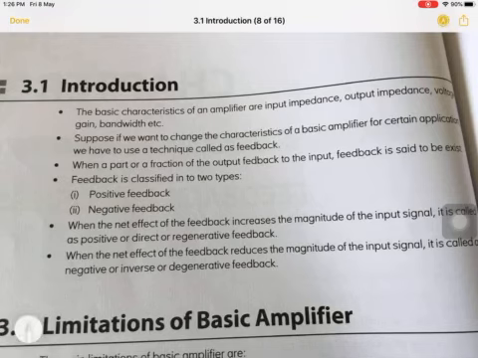Now after that, we will shift towards the feedback amplifier. What are feedback amplifiers? The basic characteristics of an amplifier are input impedance, output impedance, voltage gain, and bandwidth. Suppose we want to change the characteristics of a basic amplifier, then we have to use a technique called feedback. There can be two types of feedback, positive feedback or negative feedback. I'll discuss negative feedback briefly in this video. Positive feedback we will discuss in a separate lecture.